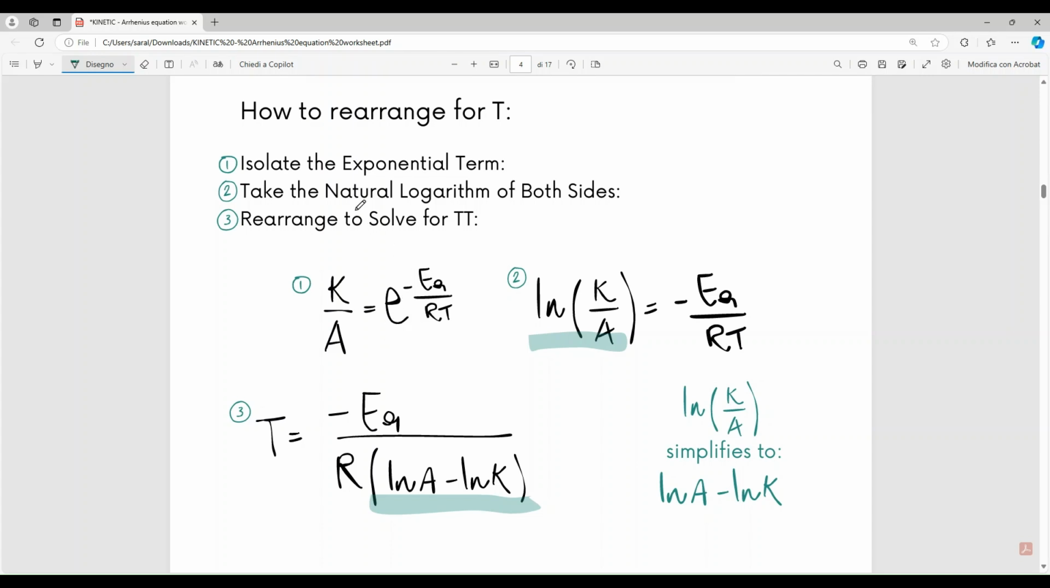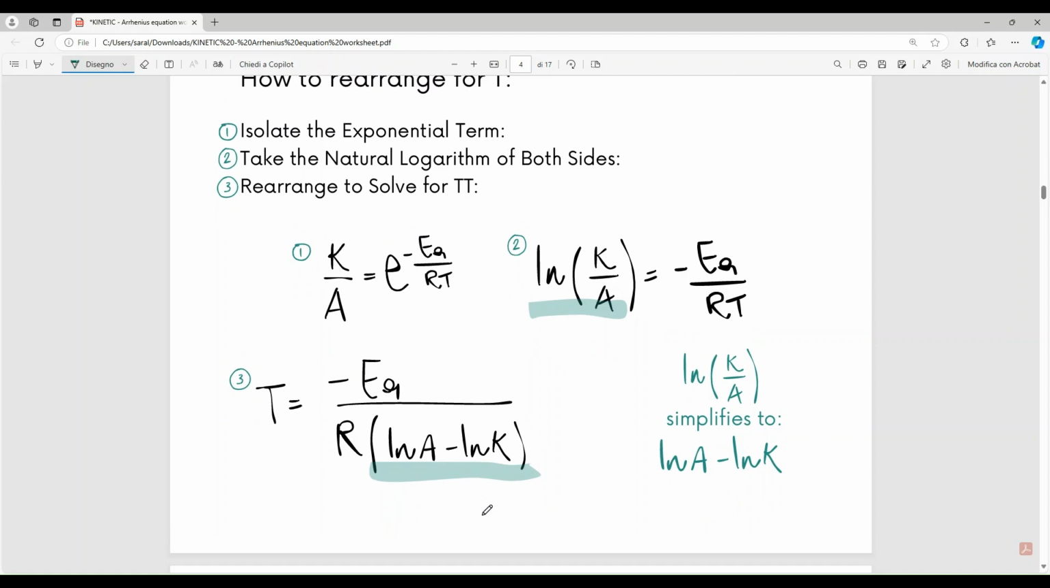In fact, if you take the natural logarithm of both sides of this equation, at step 2, as you can see, we have ln(k divided by A) is equal to minus Ea over RT. Now we can rearrange for T. However, one important point that you must know is that the natural logarithm of two terms that are divided simplifies to subtracting their natural logarithms. So if you're dividing two quantities, their natural logarithms will be subtracted, and that's why it's arranged in this way.